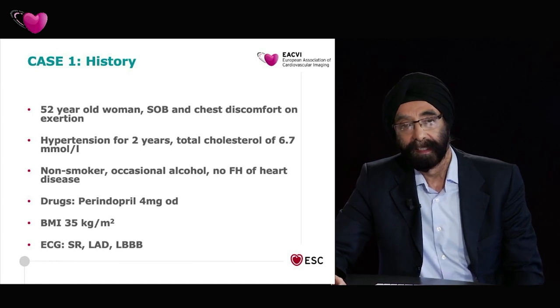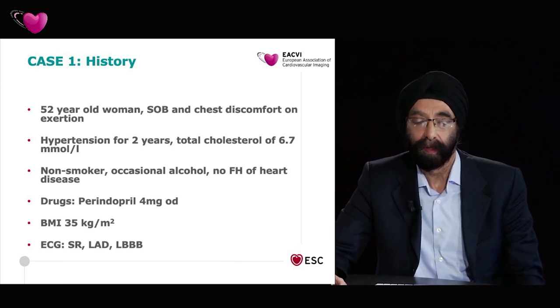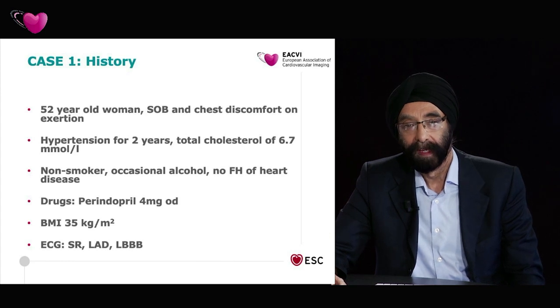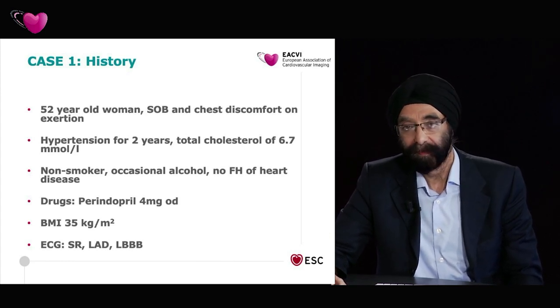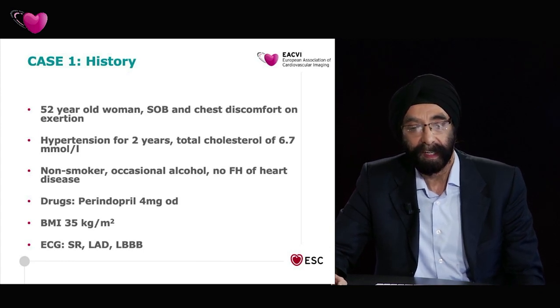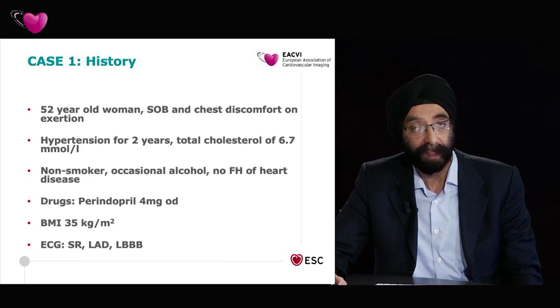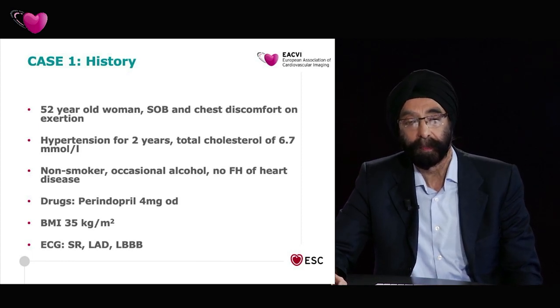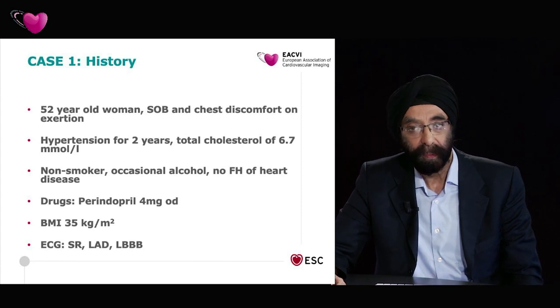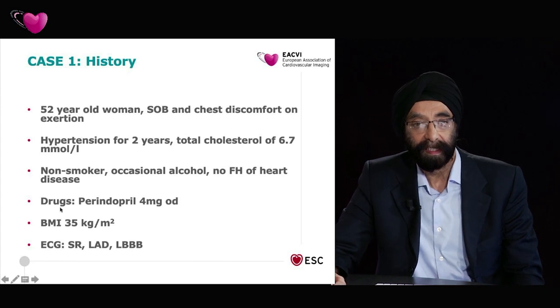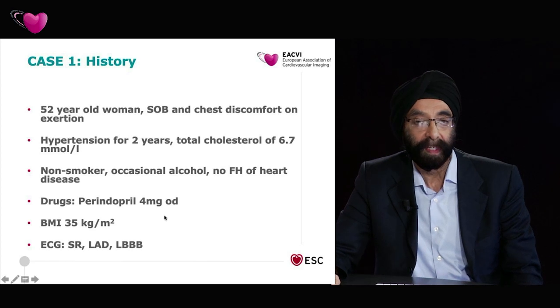So the first case is a 52-year-old woman who presents with predominant shortness of breath for a period of about 6 months and occasional chest discomfort on exertion. She has coronary risk factors of hypertension, treated for the last 2 years with perindopril, 4 milligrams a day, and she has recently been found to have a high total cholesterol level of 6.7 millimoles per litre. She's a non-smoker, occasional drinker, no family history of heart disease, and she is at least moderately overweight, with a BMI of 35 kilograms per metre squared.